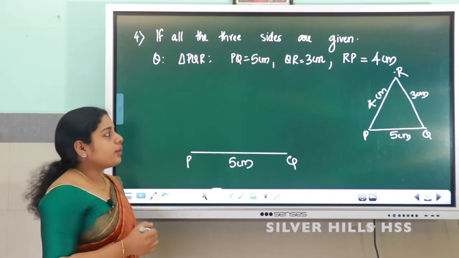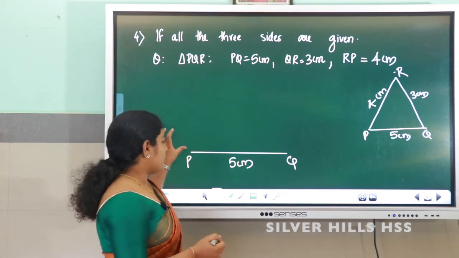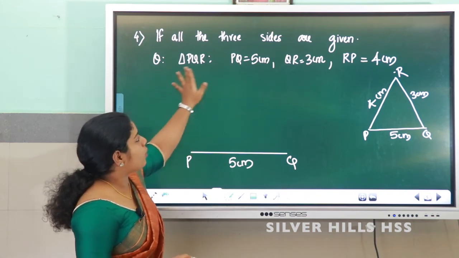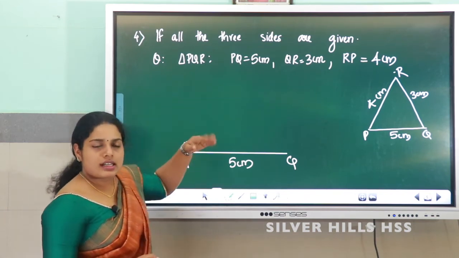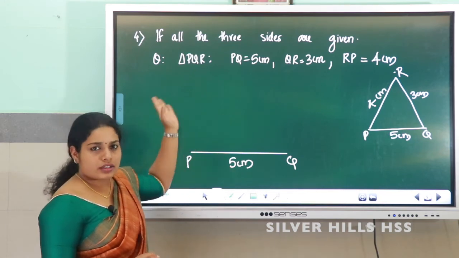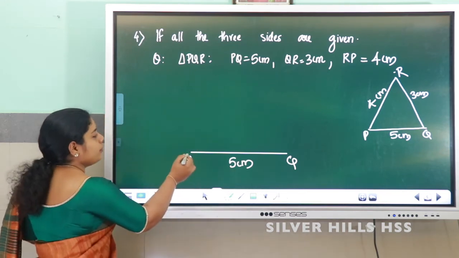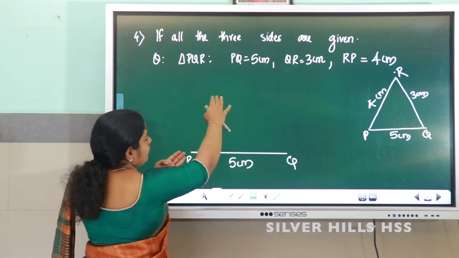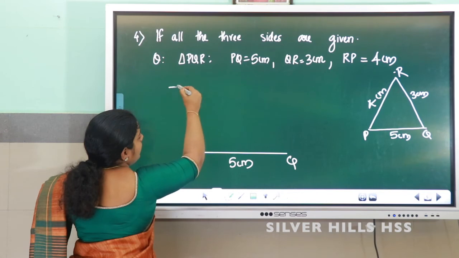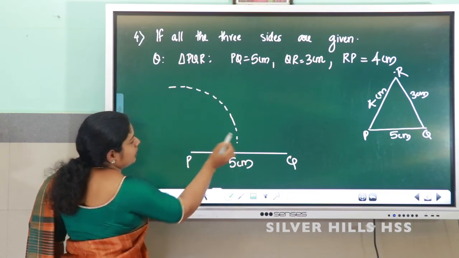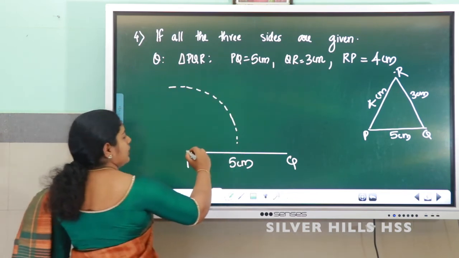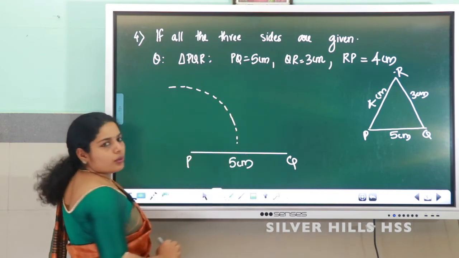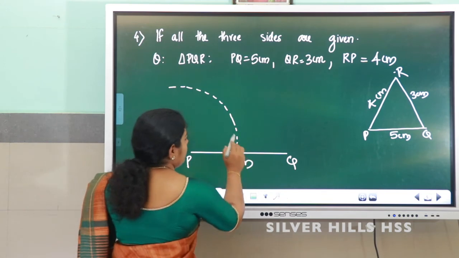So what we are going to do is, from P using the compass measure 4 centimeter from the scale and draw a circle, or part of a circle. An arc is enough. That means this length from P to this arc, all the length will be 4 centimeter. Now let it be here.